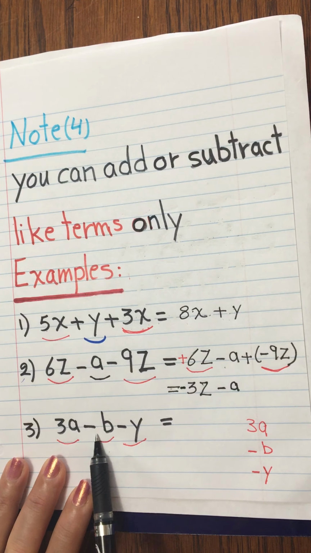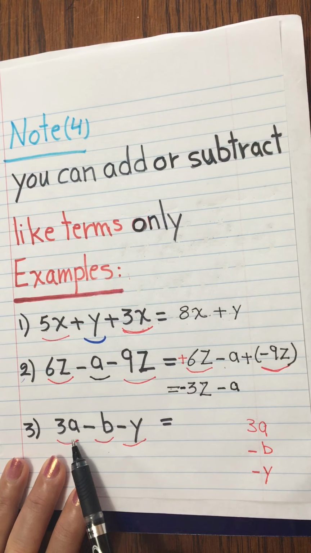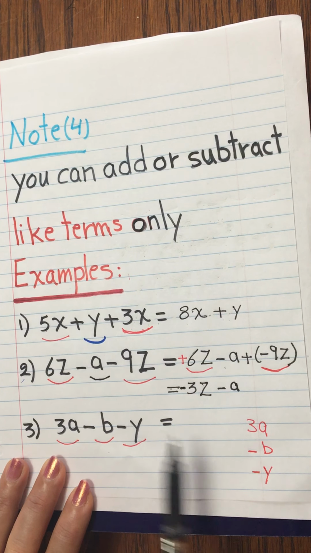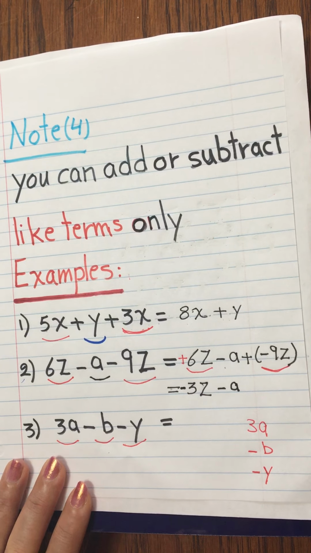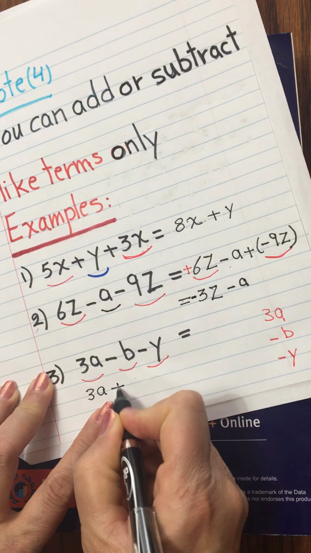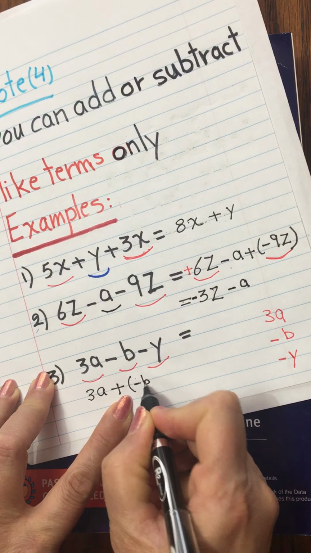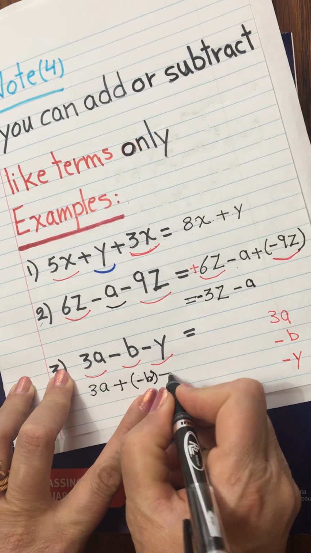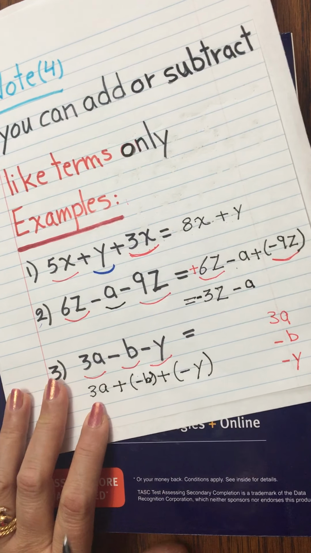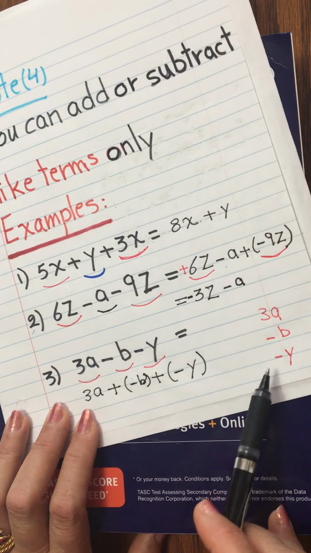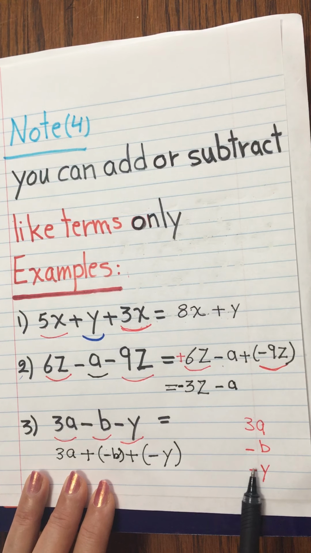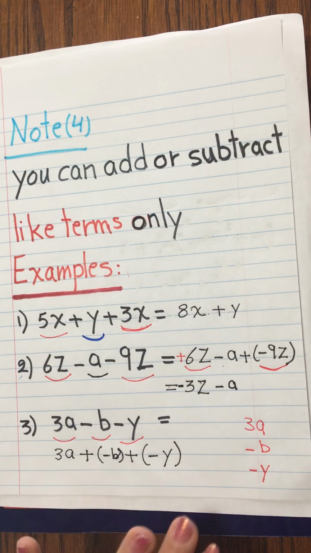What about 3a minus b minus y? If I look at these three terms, I have 3a, negative b, and negative y. If I change the sign, it's gonna be 3a, plus negative b, plus negative y. So I have 3a, negative b, and negative y. These three terms are different, so I can do nothing. I'm gonna leave it as it is.